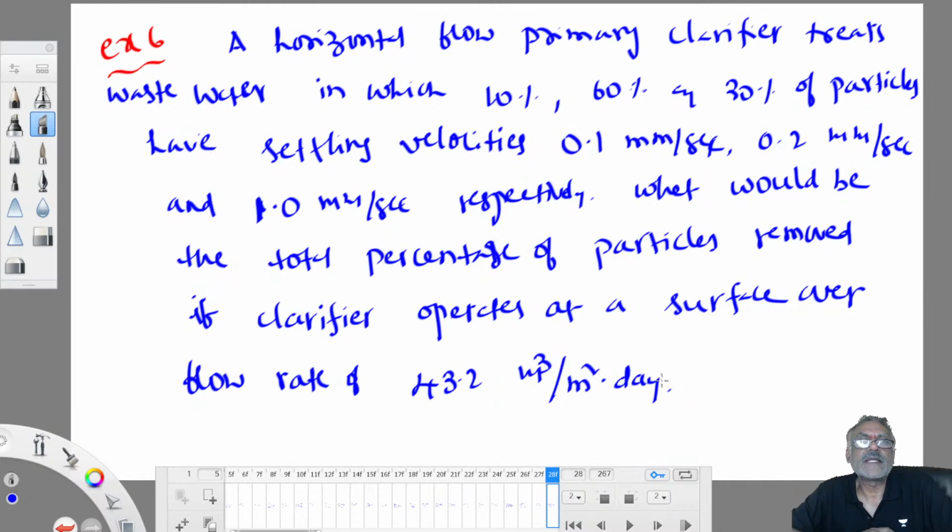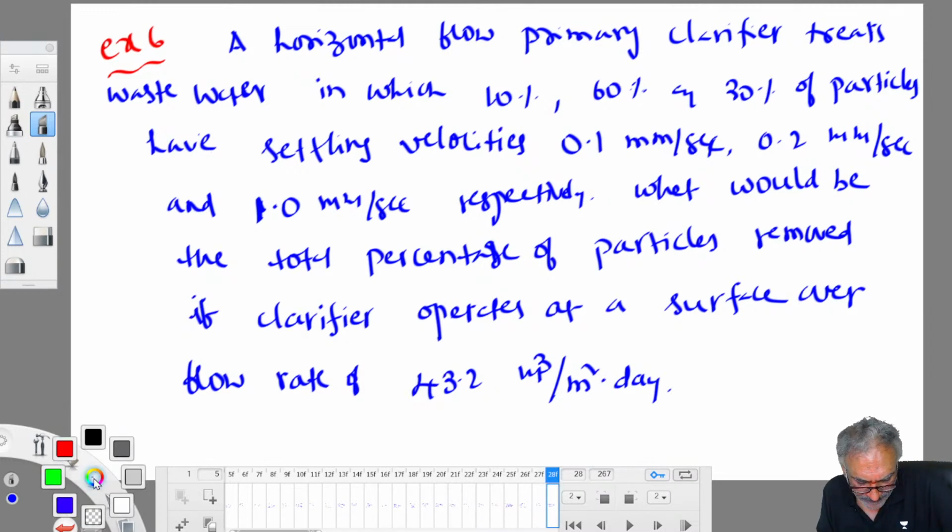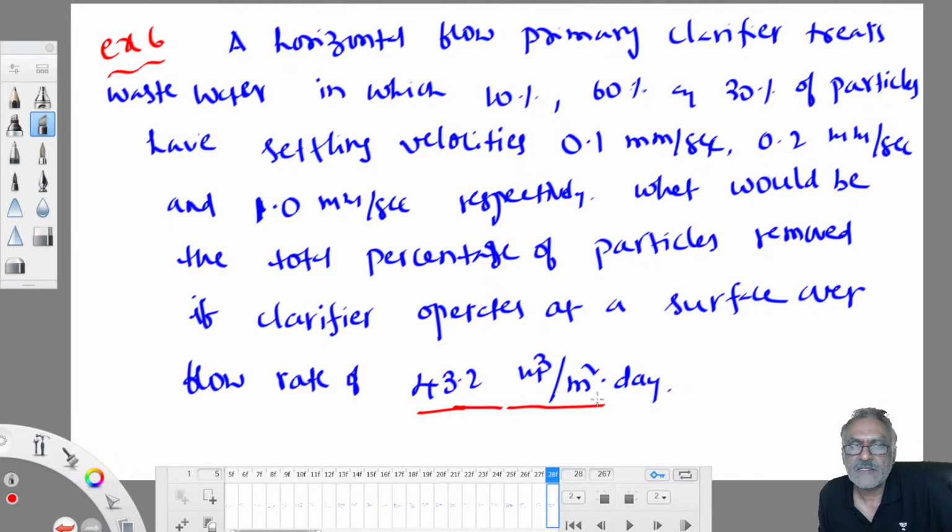This was the question. Try, think all of you. So there are three types of particles of different sizes present in different percentages in water. 10% is one type of particle, the second type is present at 60%, the third type at 30%. They have settling velocities of 0.1 mm per second, 0.2 mm per second, and 1 mm per second respectively. All these particles are settling in the same sedimentation tank, which is designed for a surface overflow rate of 43.2 meter cube per meter square per day. So for all particles, V0 is the same, but Vs is not the same. Then what is the overall removal?